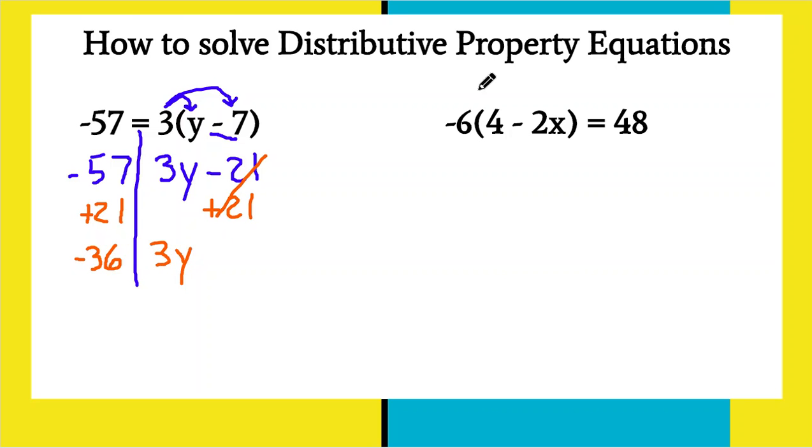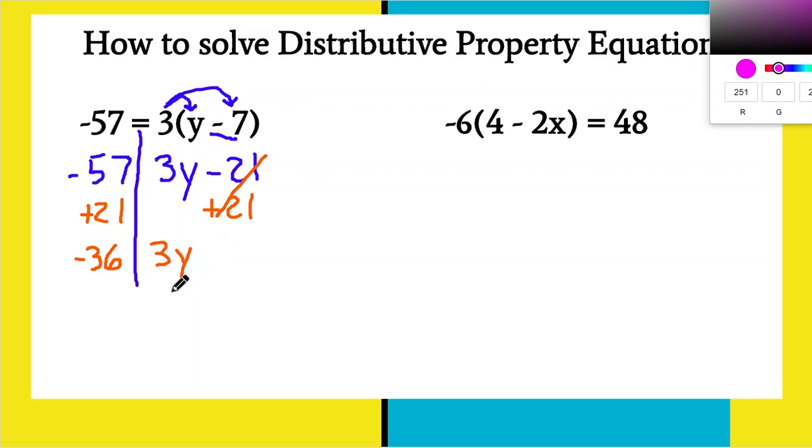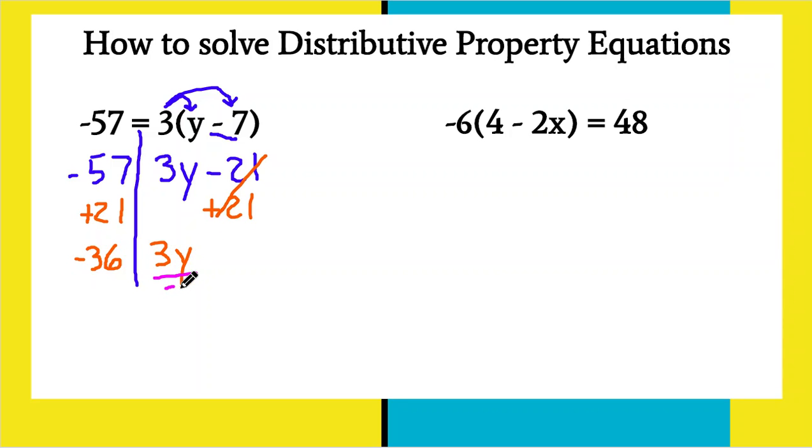So now I want to get this y by itself. I see that's a 3y. A number next to a letter means multiply, so I'm going to divide to get rid of those 3's. So I divide by 3. And whatever I do to one side, I have to do to the other side. -36 divided by 3 will give me -12. So I have -12 equals y.